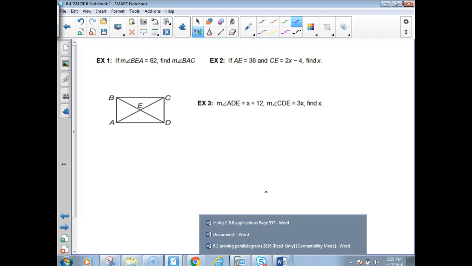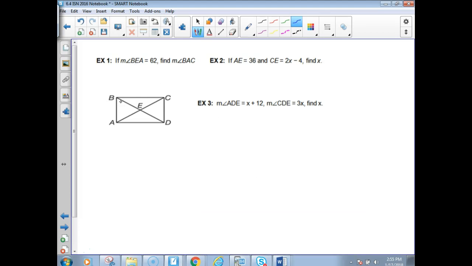In example 1, it says if the measure of angle BEA, this angle here, is 62, find the measure of angle BAC. BAC would be this angle. If I'm trying to find that angle, how might I do it? Well, I kind of gave a hint just a minute ago. These are little isosceles triangles, and this angle is equal to this angle.